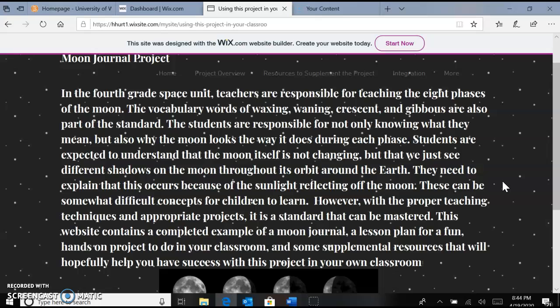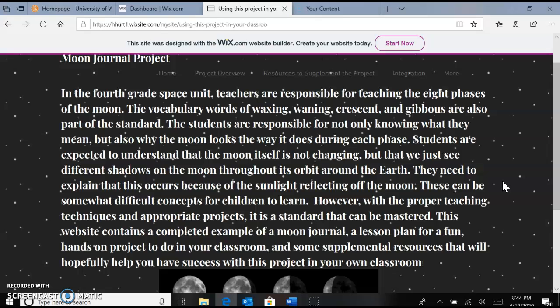And not only are the students responsible for this vocabulary, but they also need to be able to look at the moon at any point in a month and be able to determine what phase the moon is in. They also need to be able to explain that this occurs because of the sunlight reflecting off the moon. I think a lot of times children think that the moon is its own light source, and that is something that we have to teach them.